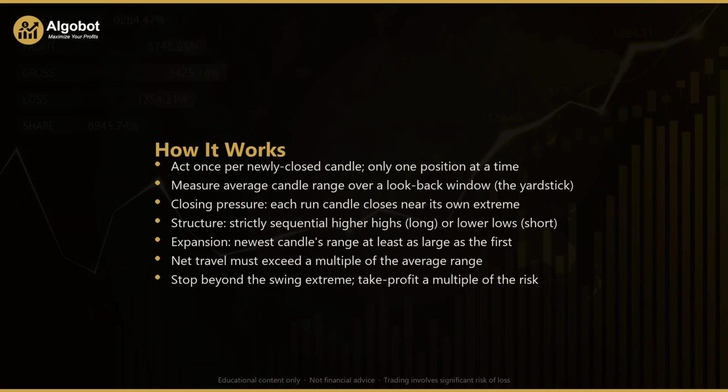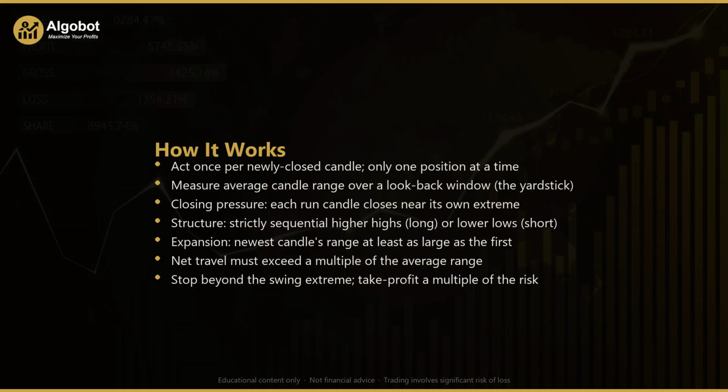When the long conditions are satisfied, the strategy signals a buy at the current ask price. It places the stop loss just beyond the lowest low of the run, with a small buffer added below it, anchoring the stop to real market structure. The take profit is then set as a multiple of that risk distance, by default 1.6 times the risk, so the reward is defined relative to the stop.